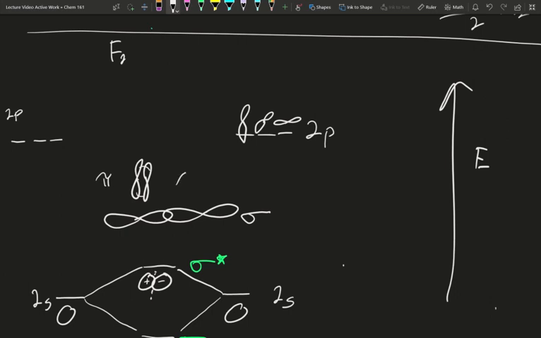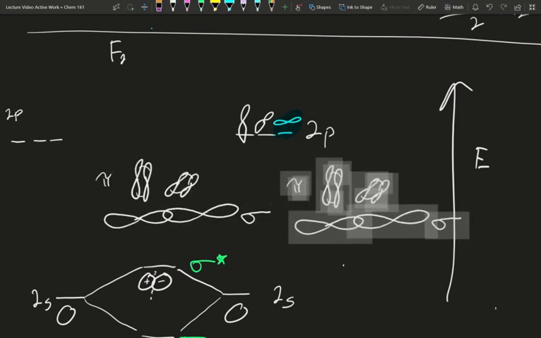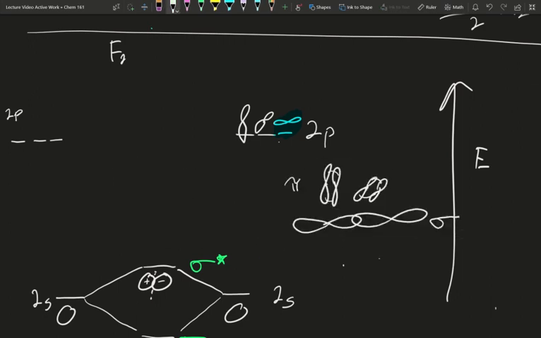Two of these, the in and out and the up and down, because of their directions, are side by side, but the left and right, that is going to result in a sigma interaction. Sigma interactions are stronger. They overlap more, they have greater influence. As a result, they go farther down in energy.